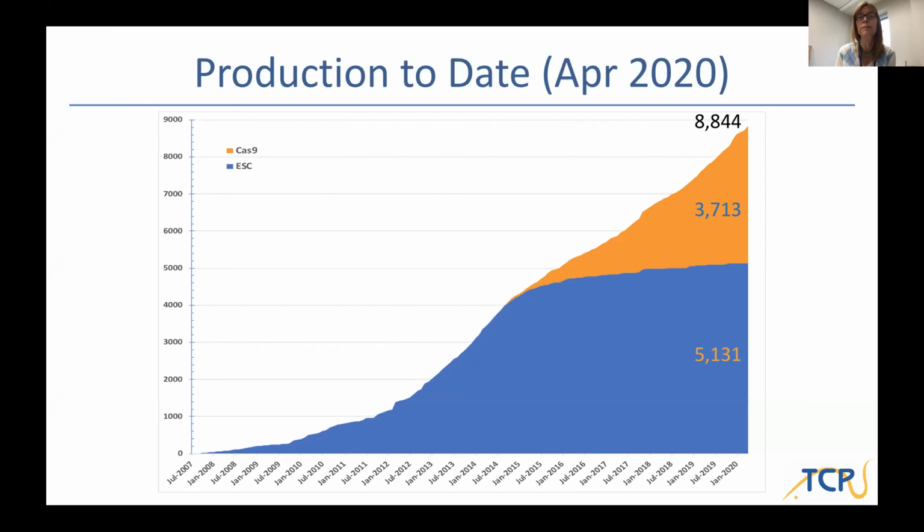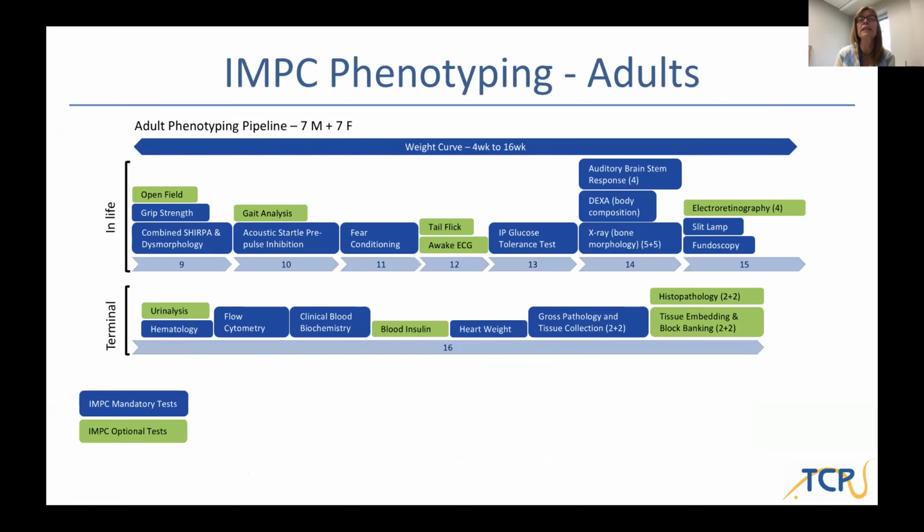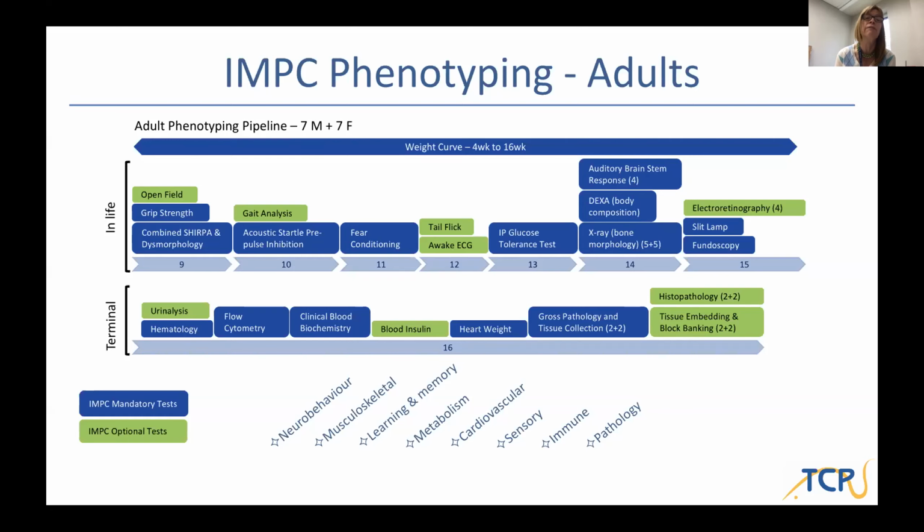because that's available at the IMPC website and elsewhere. So what do we do once we have these mouse lines? Well, we put them through an extensive, broad-based phenotyping. From the age of 4 weeks to 16 weeks, we're looking at these mice initially just with a weight curve, but then we do tests to assay several areas of function, including neurobehavior, musculoskeletal, learning and memory, metabolism, cardiovascular, sensory systems, the immune system, and then finally full pathology at the end.